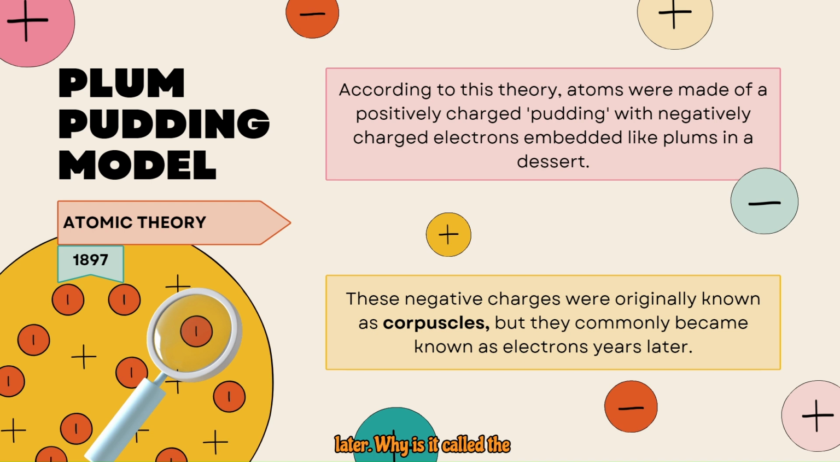Why is it called the plum pudding model? This is because at that time in England, plum pudding was a popular dessert. Although we now know this model is incorrect, it was a step forward in understanding the internal structure of the atom.